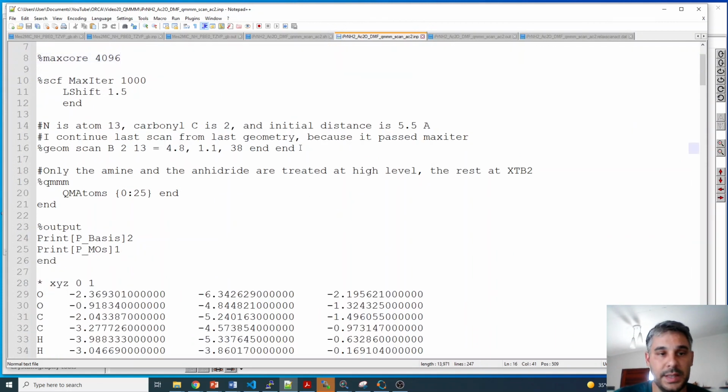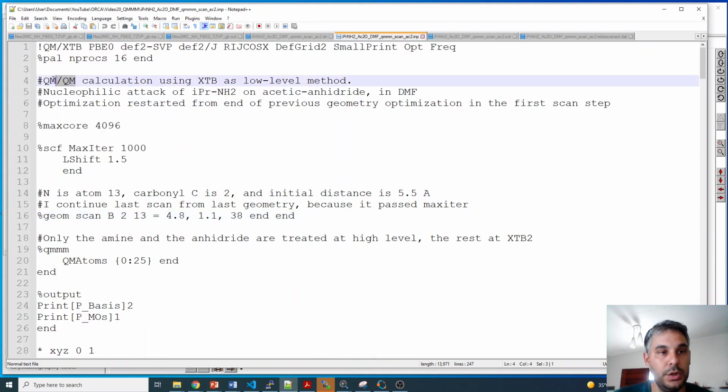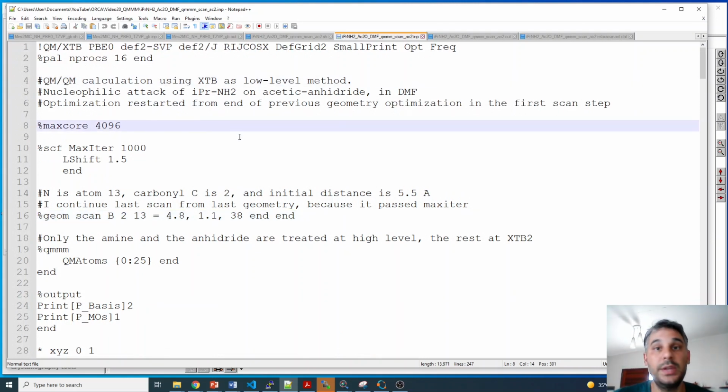And the other important thing is that I'm doing a geometry scan. So you need to do this with Orca version 5.0.2 or later. This is the latest version because there was a small bug in the program in version 5.0.0. Because this is a QM calculation, not a QMMM calculation, we don't need a force field. But in the previous versions of Orca, it was requiring a PDB file, although there was no PDB file present.